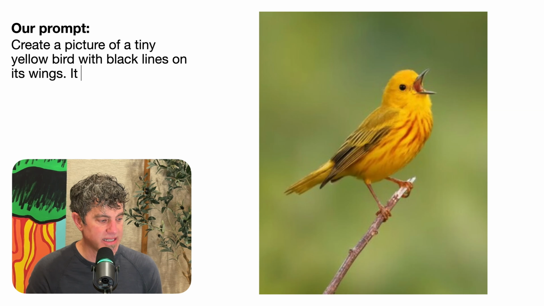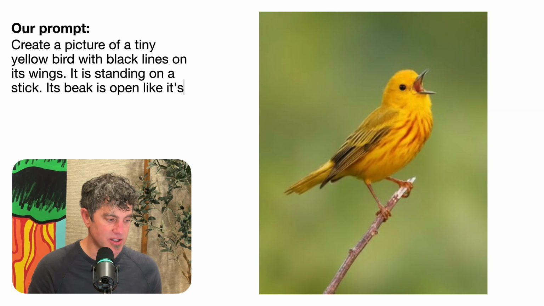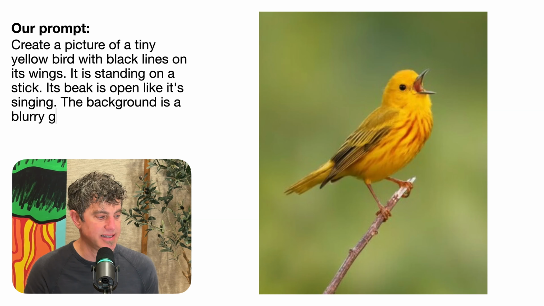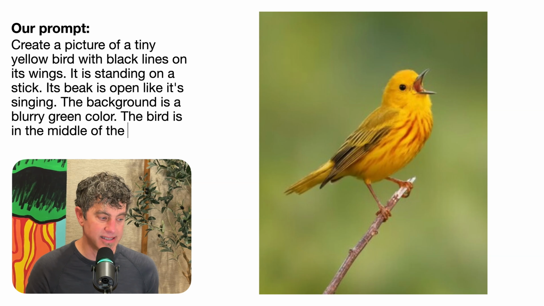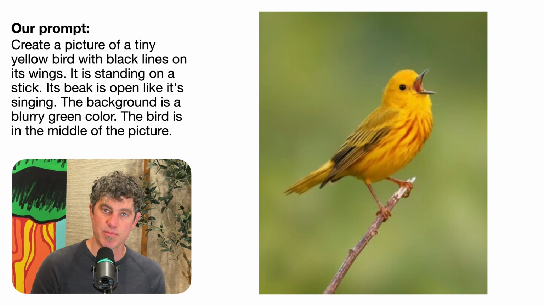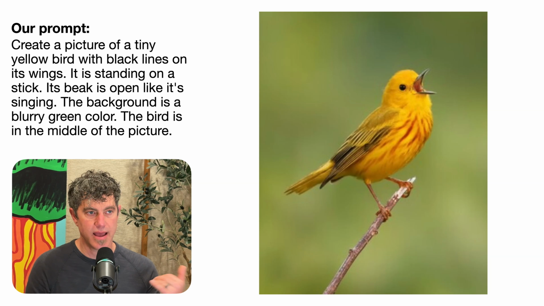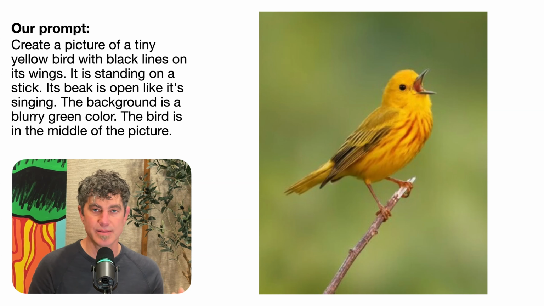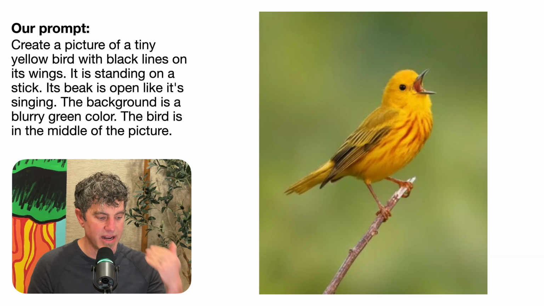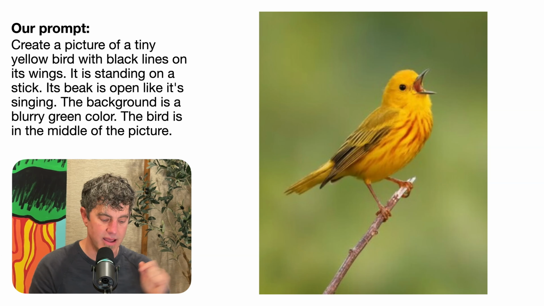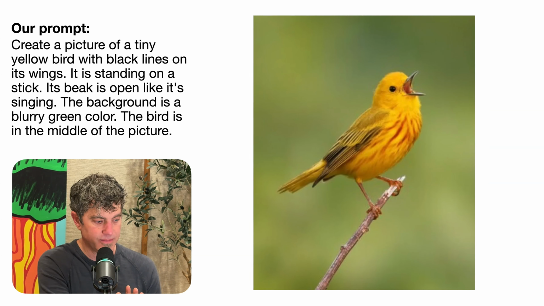Create a picture of a tiny yellow bird with black lines on its wings. It is standing on a stick. Its beak is open like it's singing. The background is a blurry green color. The bird is in the middle of a picture. Now, the students helped me with this a little bit, but this was mostly me telling the kids what I noticed and then typing it in. And here is what we got.